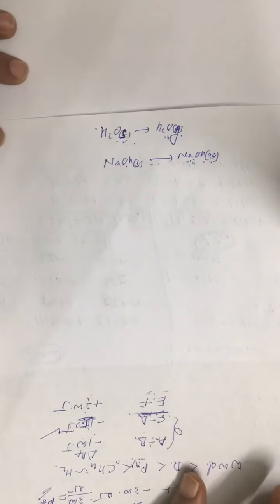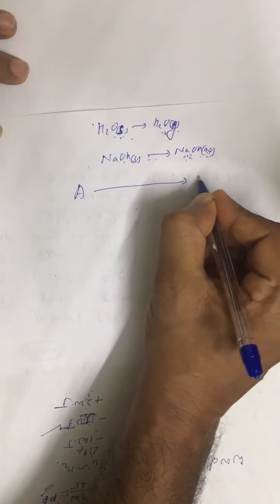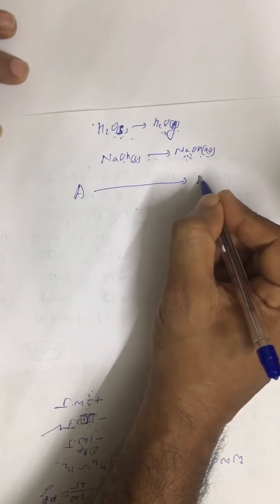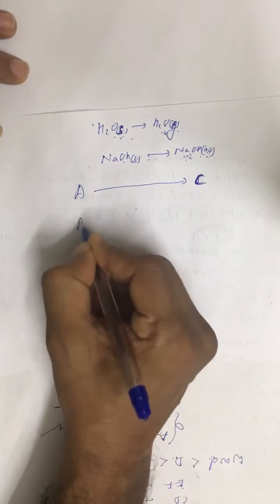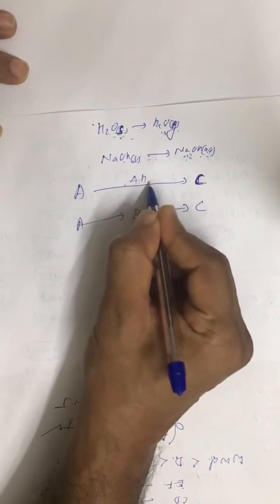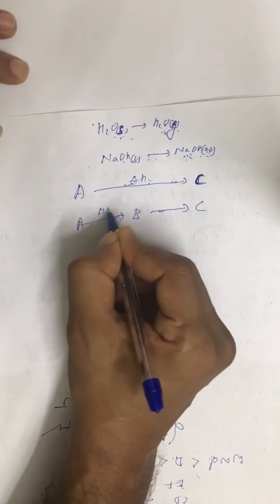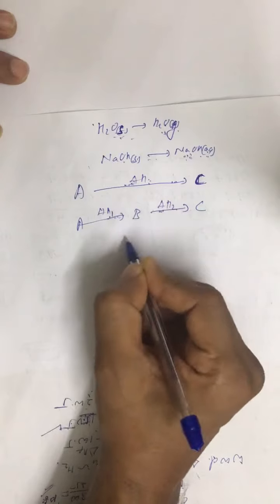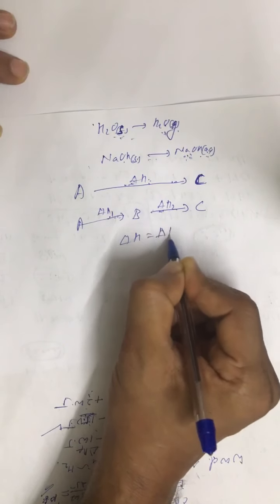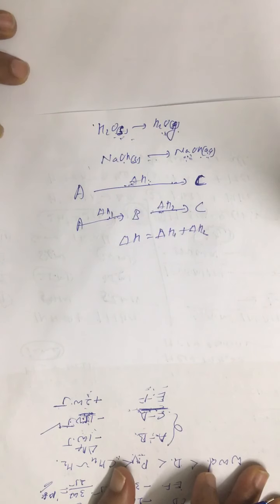Now one more thing, that is Hess law. Hess law says that if a process is carried out in one step, like A converted to C directly, and now A is converted to B and then B is converted to C, then the enthalpy change in this process is equal to the sum of the enthalpy changes in these two processes. Delta H is equal to delta H1 plus delta H2. This is called Hess law.